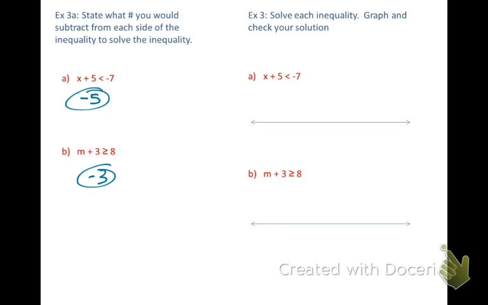Example 3b is kind of the same as the last example on 2. We get x by itself, and to do that, if 5 is adding, we're going to subtract from both sides. That's the subtraction property. So x is less than negative 12. Again, you have 0 in the middle, negative 12 on one side and 12 on the other. It says x is less than, so I have an open circle, and it's less than, so it goes to the left.